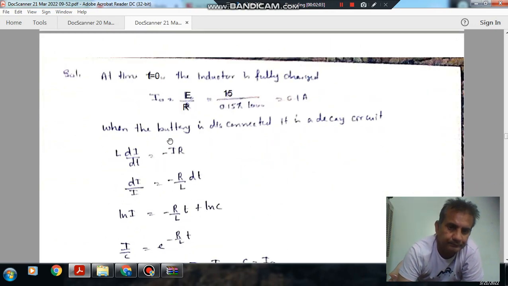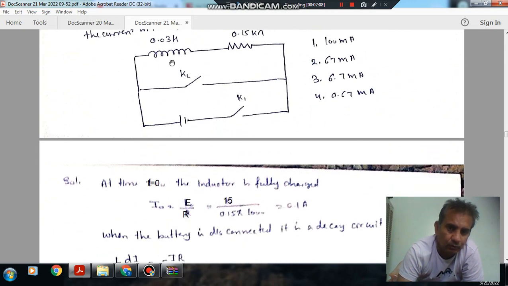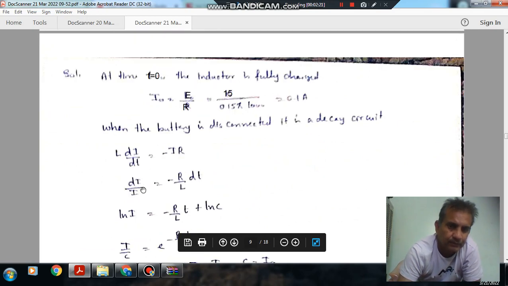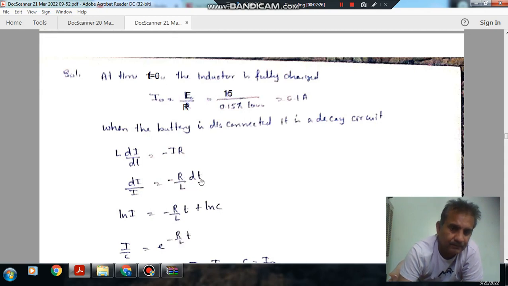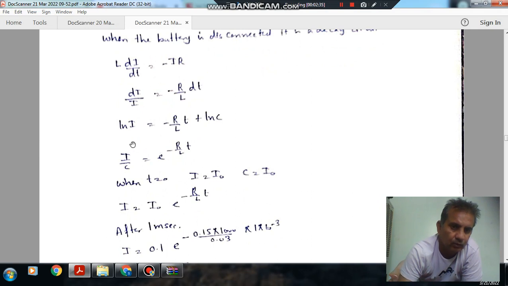As there is no potential applied, the total summation of potential drops will be 0, so L di by dt plus IR should be equal to 0, or L di by dt is equal to minus IR. So di by I is equal to minus R by L dt. If we integrate it, then ln I is equal to minus R by L t plus ln C, or it can be written as I by C is equal to e to the power minus R by L t.